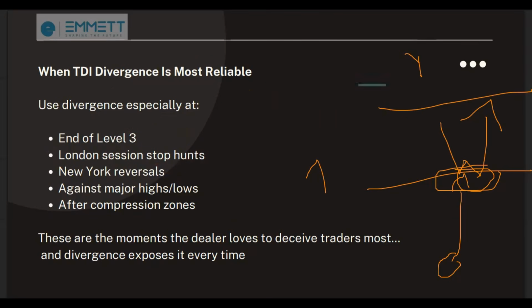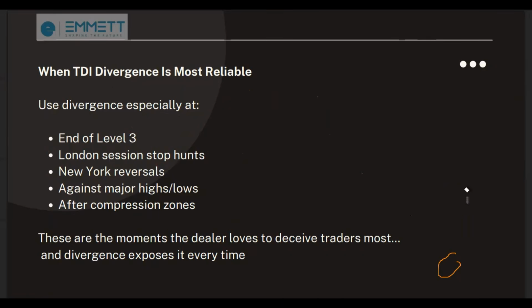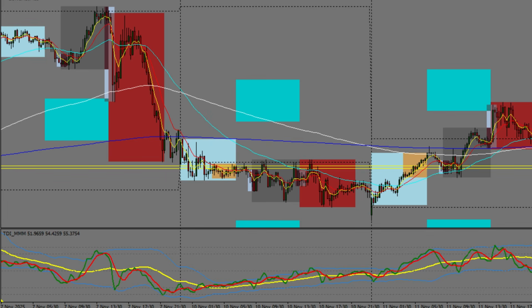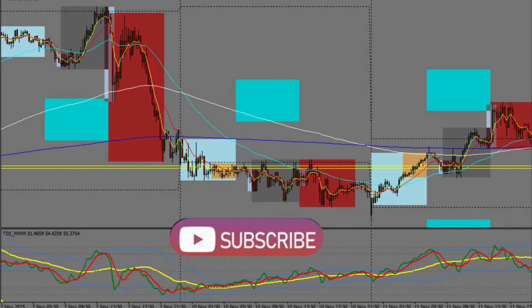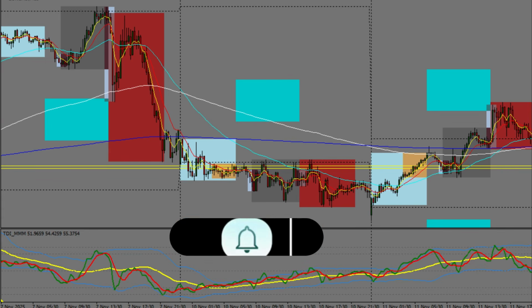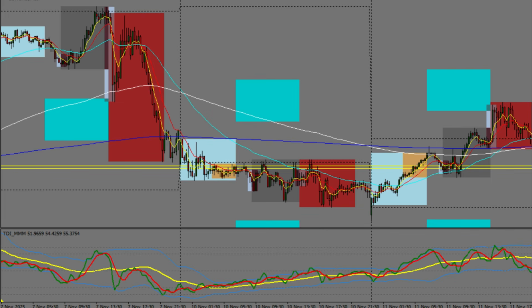Okay. All right then. So up to that particular moment, I think I've been able to explain everything there is about the TDI divergence. And if there is anything you feel I haven't been able to talk about, like I said earlier, you can of course drop that comment below and we will definitely look into it in the next video. All right, traders. So that's the TDI divergence explained within the BTMM method.